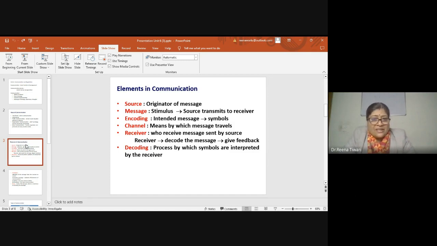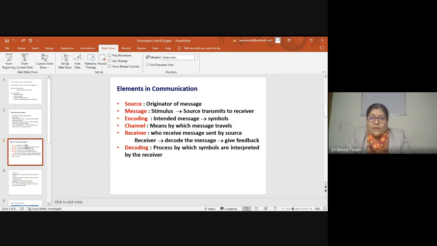The third basic element in communication is encoding, in which the message which we intend to transmit to the receiver contains some symbols. These symbols can be languages, basically language, we are saying words. And channels are the means by which the messages travel. These channels can be mass media, a letter, a circular, a notice put up on the notice board, or any kind of announcement. These all can be the channels by which the messages are sent by the source.